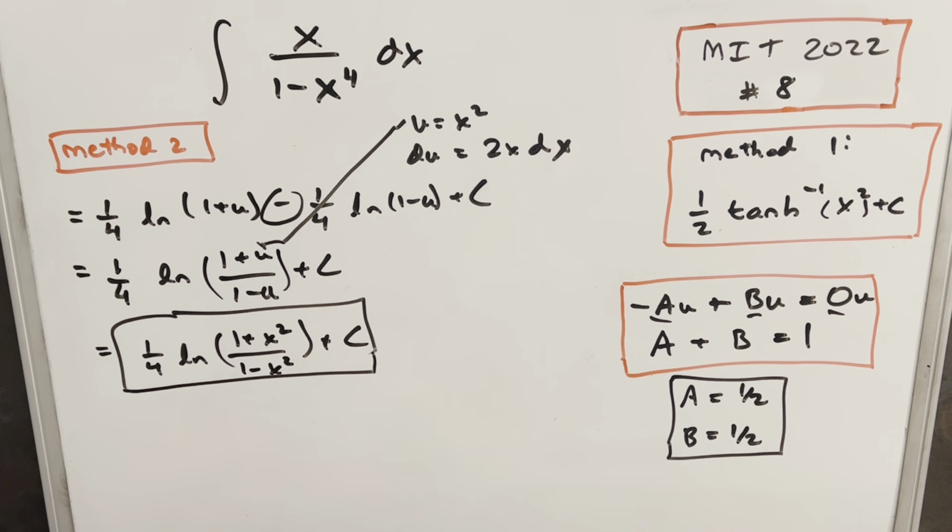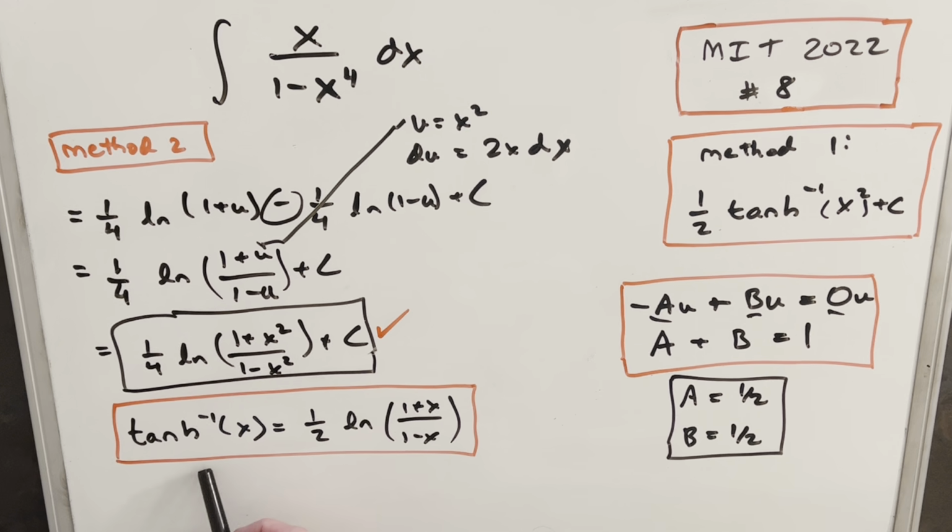Now this is actually the exact answer that they have in the solutions for the MIT integration bee. So this answer is correct, but what about our answer from the first method? Well, it turns out that these are actually the same thing. So this is equal to this. Let's just see if we can show how that's true.